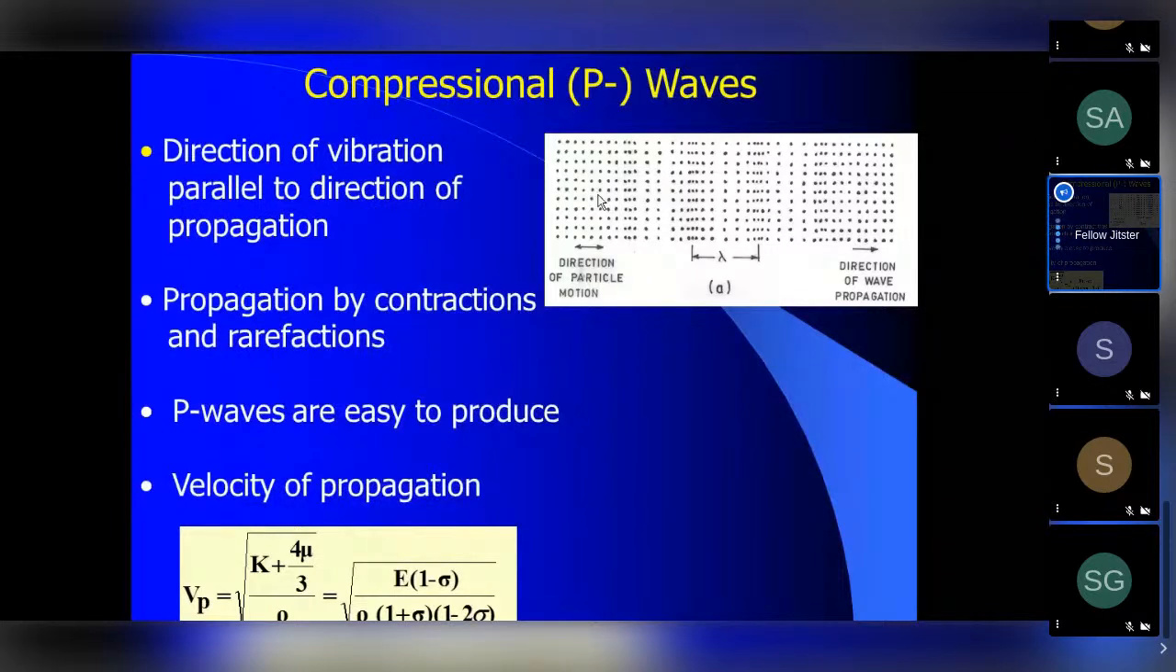And which direction does it move? It moves in the direction of the compression. So that is what it's showing you on the diagram. You can see the direction of the wave.